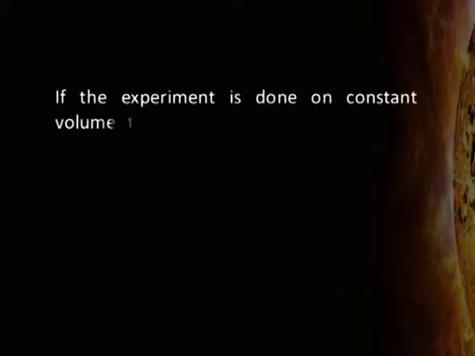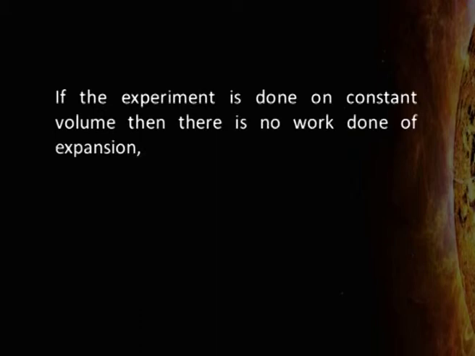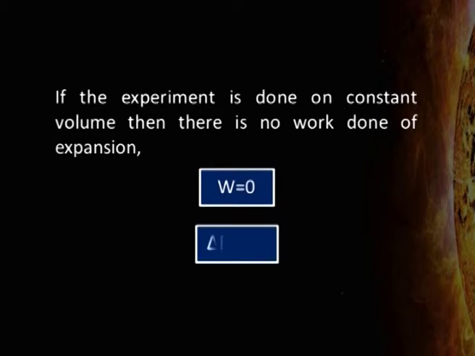Now recall that according to the first law of thermodynamics, change in internal energy is the sum of Q and W, meaning heat change and work done by the system or work done on the system. If the experiment is done at constant volume, then there is no work of expansion, meaning W will be equal to 0. Therefore, delta E, that is change in internal energy, will be equal to heat change at constant volume. But the coffee cup calorimeter is an apparatus to calculate the heat of reactions at constant pressure. If we want to calculate the heat of reactions at constant volume, then another type of calorimeter is to be used, which is known as the bomb calorimeter.